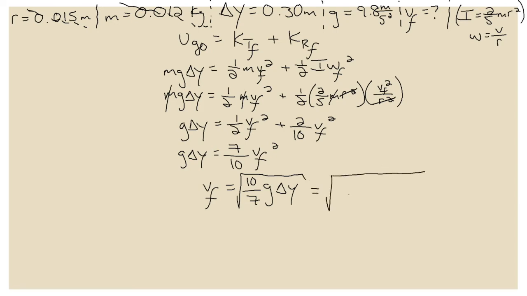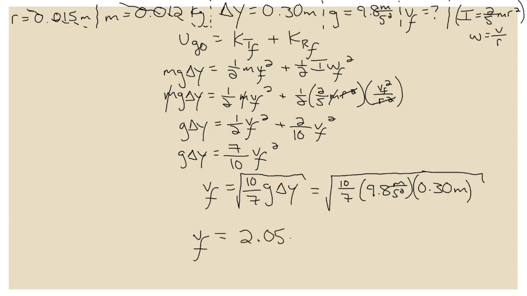And so we have here 10/7 times g, 9.8 meters per second squared, times delta y, 0.30 meters. And when you do that math, making sure you're typing the fraction into your calculator correctly and making sure you're taking the square root, we get 2.05 meters per second. And that answer is pretty cool.